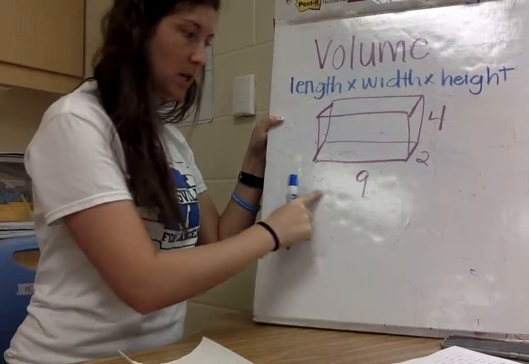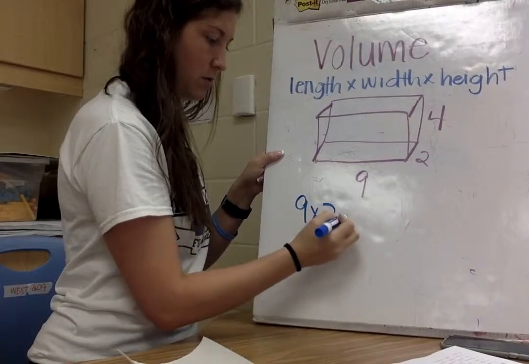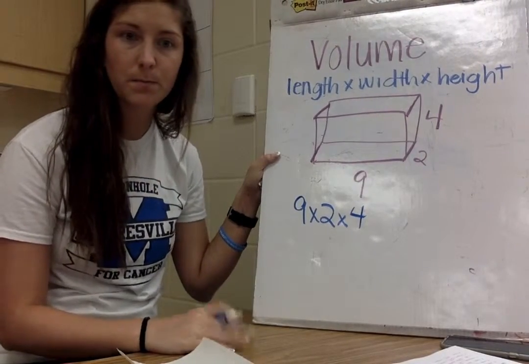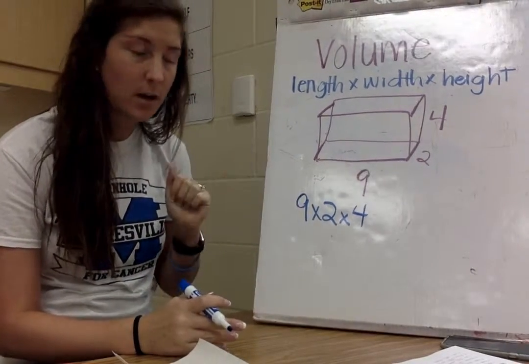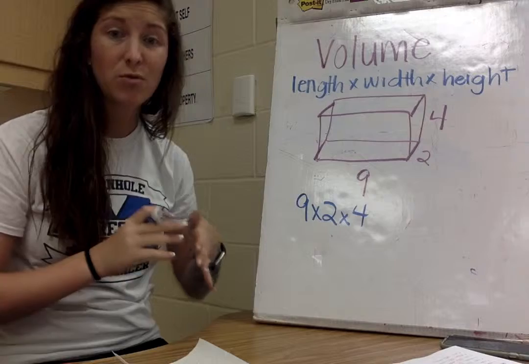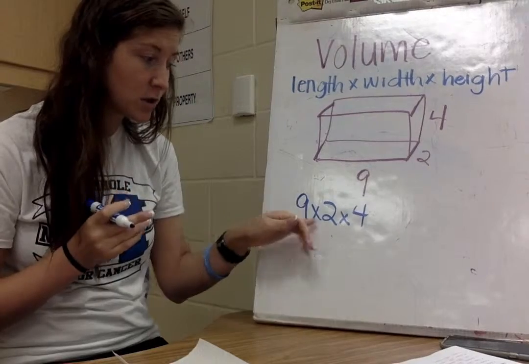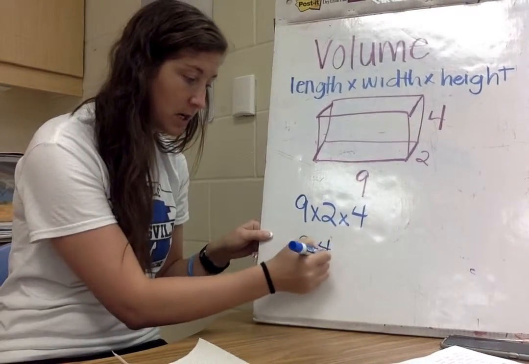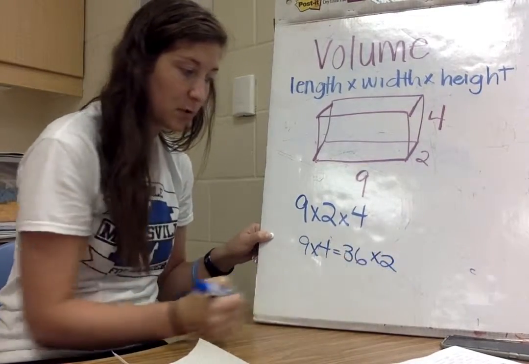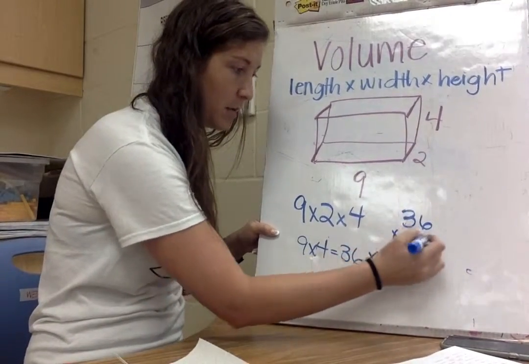So for this problem here, the length is 9. I would need to do 9 times the width is 2 times the height, which is 4, in order to find the volume. Everyone should have learned about the commutative property. It doesn't matter which order you multiply in, so you can really multiply in any order and still get the same answer. For me, I'm going to start with 9 times 4. I know that 9 times 4 is 36. Now I've got to take the 36 and multiply it by 2 in order to figure out what my total volume is here. So I'm going to set this problem up over here.